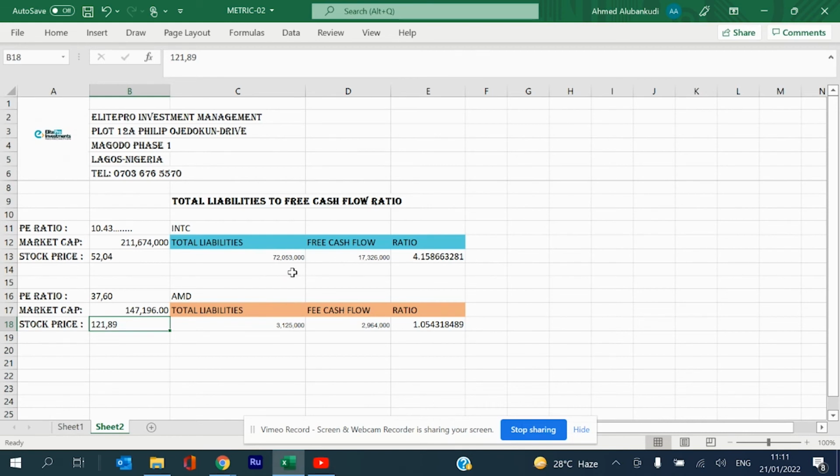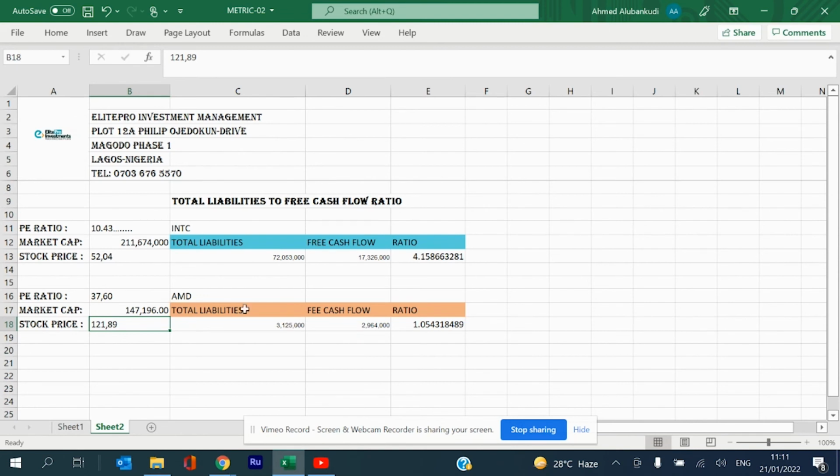What it means is that if both of them were to pay their total debt from this balance in their account, it would take Intel 4 years to complete the total debt payment. While for AMD, it will take only 1 year to pay their total debt.